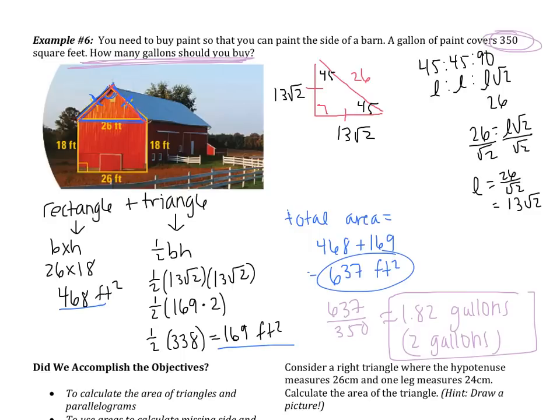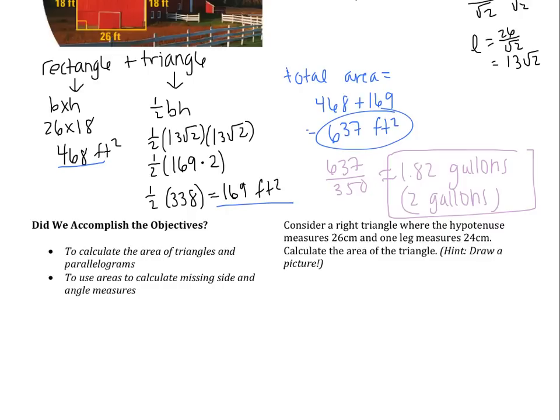Now, moving on. It says, did we accomplish the objectives? We had 2 in this video. We calculated the areas of triangles and parallelograms. That's what we did most of the video. I gave you a figure, you found the base and the height, and then you used the formula to find the area. We also calculated missing side and angle measures. That was like example 5, where I gave you the area, you had to set up an equation and solve for the base and the height.